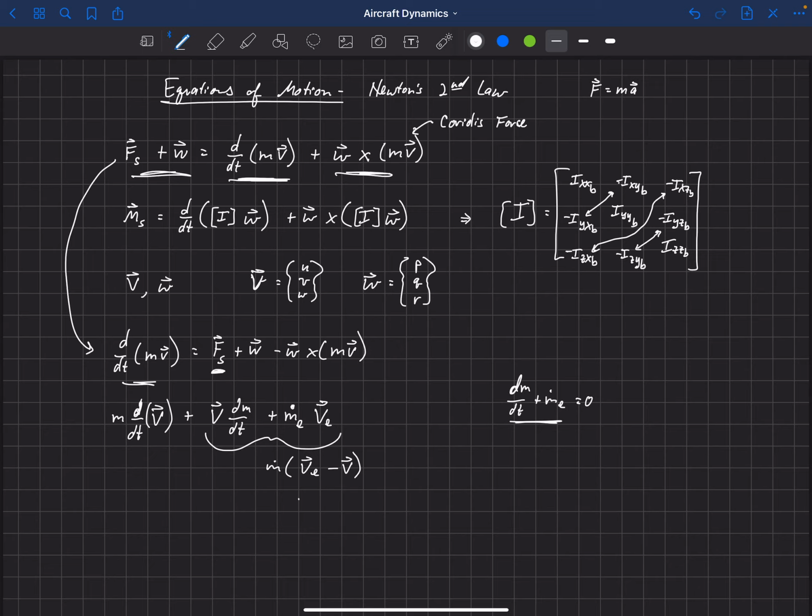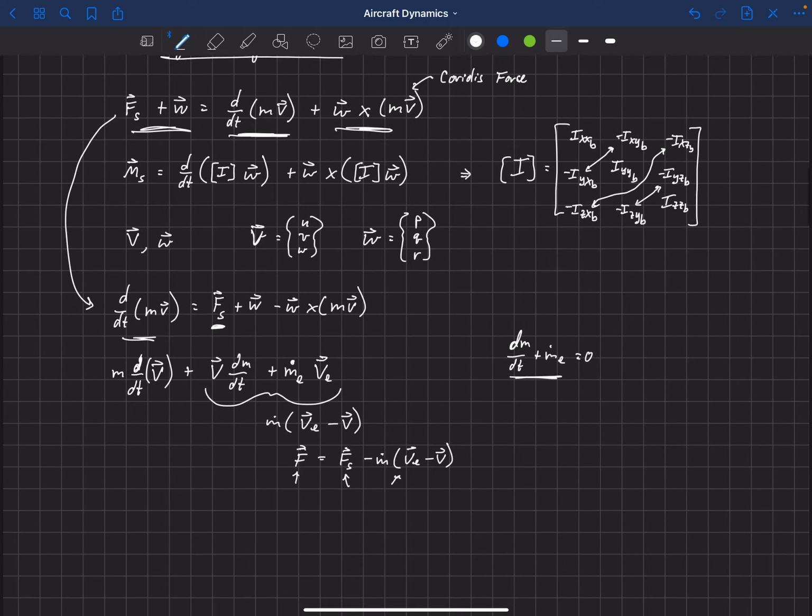Okay, so the total force, this is going to be aerodynamic plus thrust, is going to be our surface forces that come from a surface pressure on the aircraft, for example, minus m dot times V e minus V. Okay, so these are our surface forces, these are our thrusts, and we're going to include all of that in a total force, what we can call the aerodynamic force on this aircraft that includes the thrust.